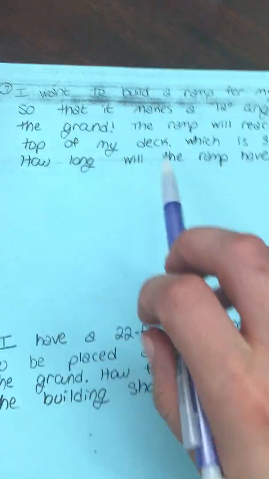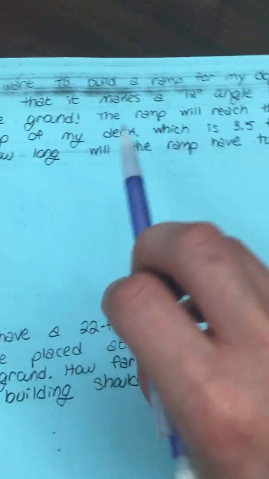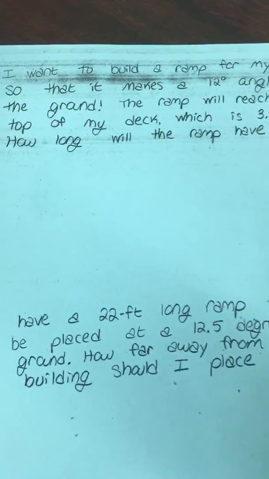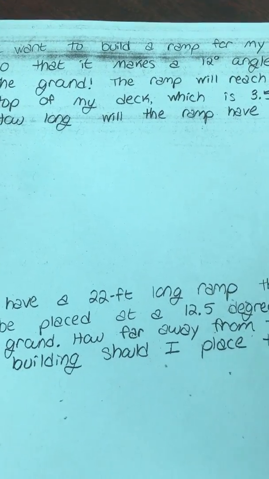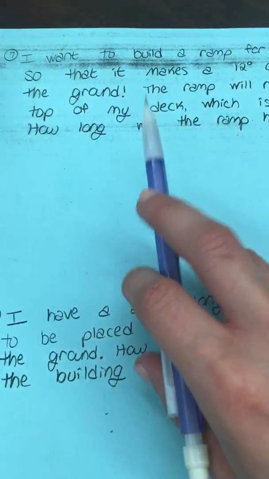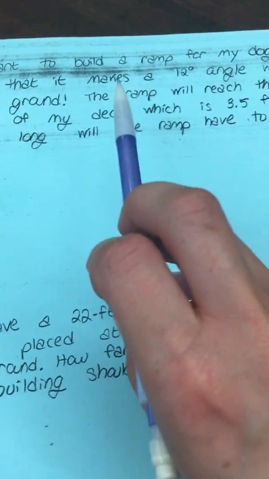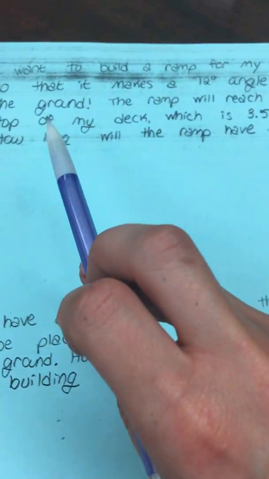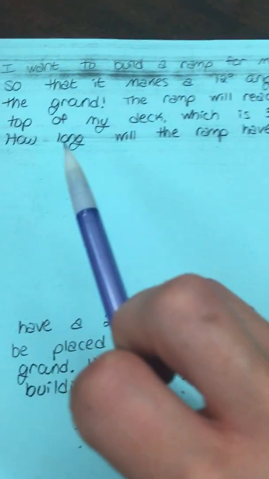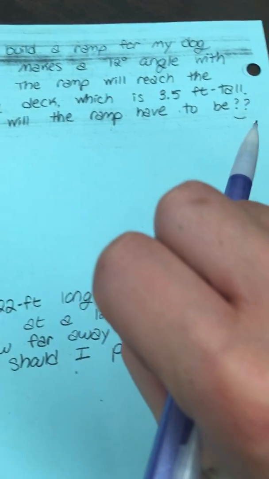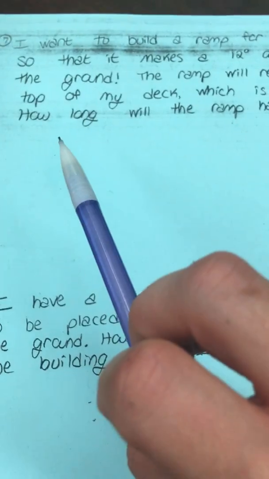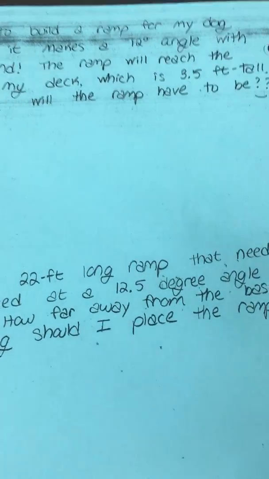So I think I told you about this before, that I wanted to build a ramp for my dog so that it made a small angle with the ground. So I don't remember the numbers, but I estimated. So I wanted a 12-degree angle with the ground, and the ramp had to reach the top of my deck, which is 3.5 feet tall. So I needed to figure out how long the ramp would have to be in order to figure out the cost.